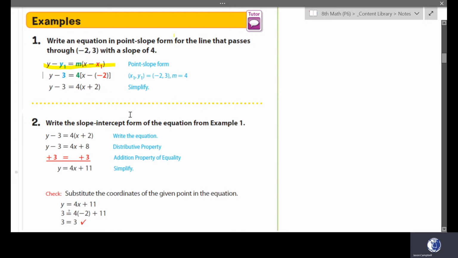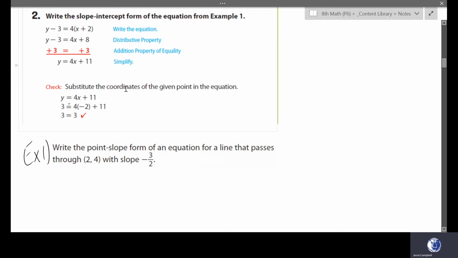And example 2 says write the slope-intercept form from the equation in example 1. So here we have the equation in point-slope form. To get it to slope-intercept form, you just want to solve for y. So they wrote out the equation and they distributed the 4. 4 multiplied by x is 4x. 4 multiplied by 2 is 8. And then they added 3 to both sides to get the y by itself. They ended up with y is equal to 4x add 11.